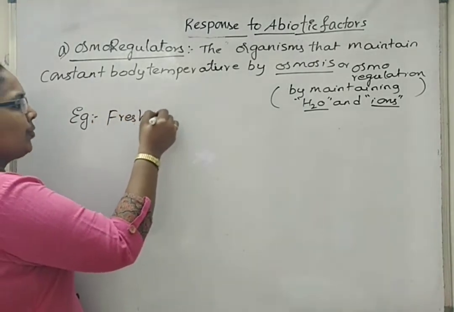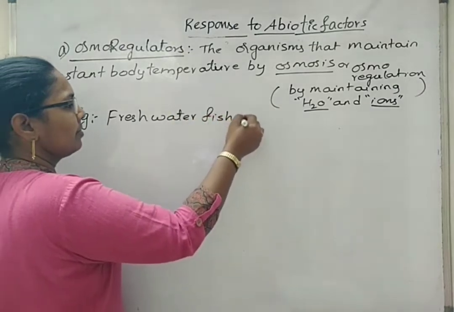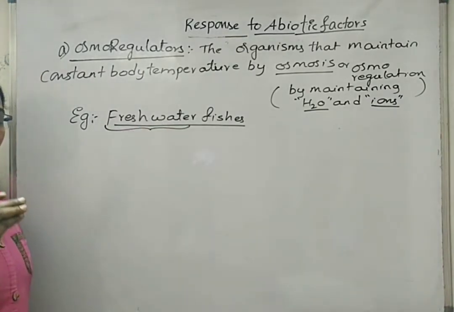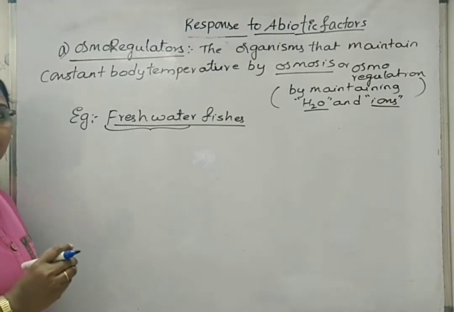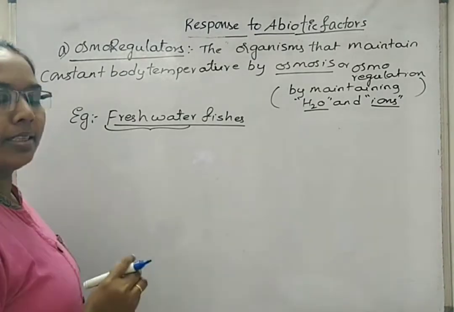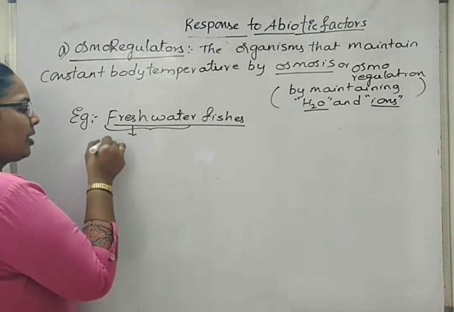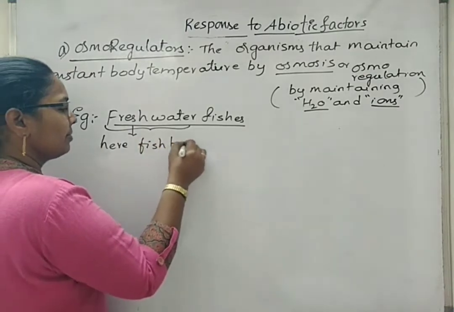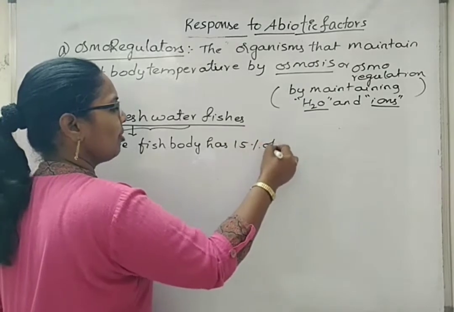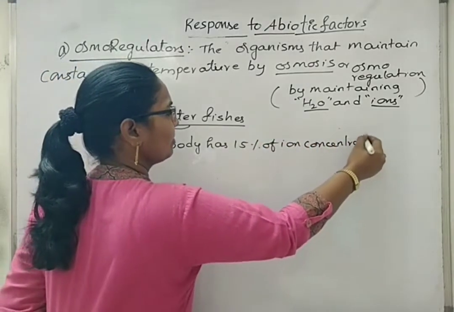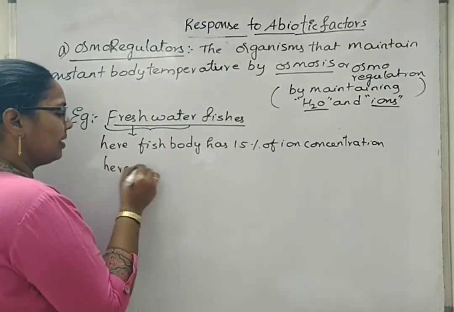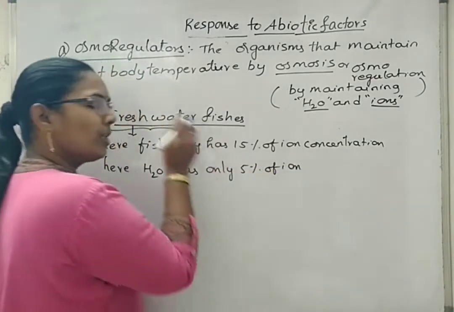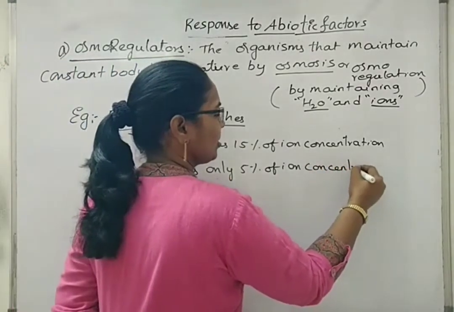The first example is freshwater fishes. In freshwater, the water has only 5% of ions, but the fish body has 15% ionic concentration. Fish body has 15% ion concentration, and water has only 5% ion concentration. Such waters are said to be fresh waters.